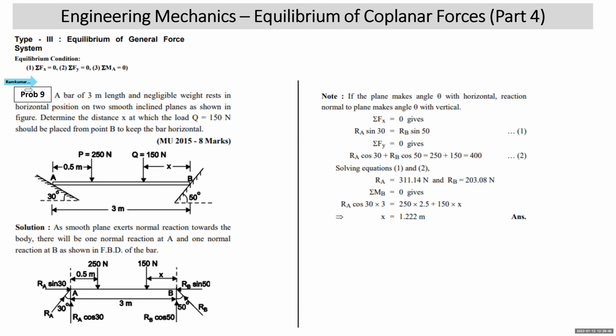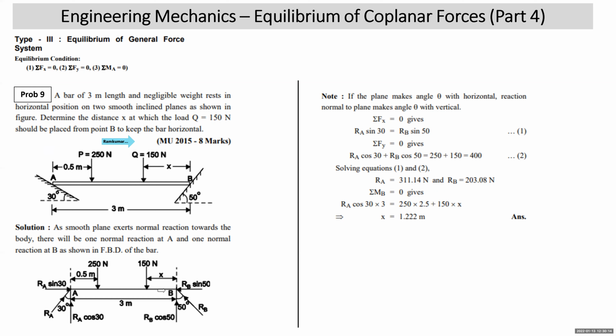See, the bar is already horizontal. That means under the action of this 250 Newton and Q 150 Newton, the bar is still in equilibrium. Now students, we should remember from the concepts of free body diagram that smooth planes exert normal reaction. A smooth plane exerts normal reaction, and that is towards the body. So now we have to draw the free body diagram of this beam.